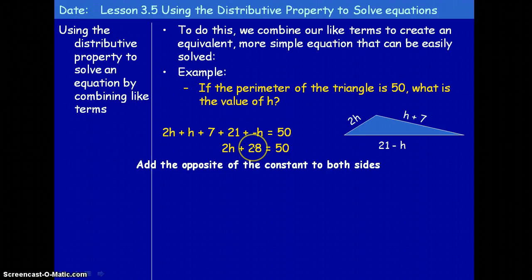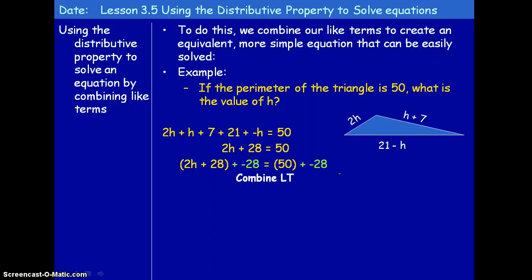Next, of course, we want to add the opposite of the constant to both sides. Here, our constant is 28, so we will add -28 to both sides. Next, we would want to combine our like terms, which we can see 28 and -28 combine, as well as 50 and -28. Next, we would want to divide both sides by the coefficient. The coefficient being 2, look for our common factors. Common factors being a 2 times and a 2 times, as well as a 2 times and a 2 times. We find out that h equals 11.